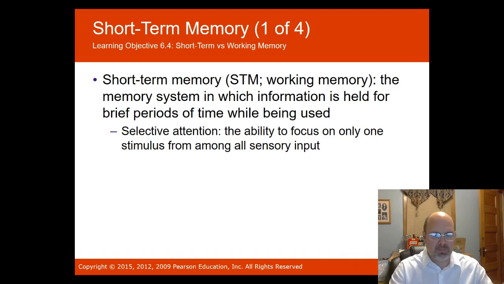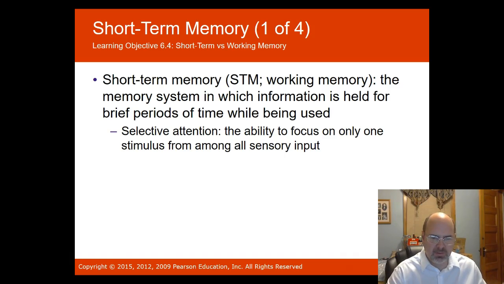Now, short-term memory. Remember we talked about sensory memory being kind of like what you're hearing, what you're seeing. Short-term memory is where all that information is gathered onto your desktop. It's what's in front of you. It's what your brain is paying attention to. It's the memory system in which information is held for brief periods of time while it's being used. Now, the working memory is within the short-term memory and processes the information in short-term memory.